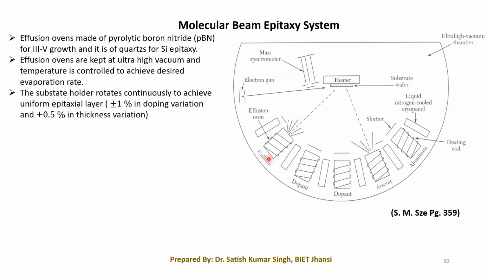So obviously we have to keep the system in ultra high vacuum, and we have to particularly control the temperatures. We have to maintain the ultra high vacuum, and we have to control the temperature so that we can get a particular evaporation rate. Either we control the temperature, or otherwise we control the shutter. Both ways we can control the amount of molecules which is going to impinge onto this particular substrate, so that the evaporation rate can be controlled.